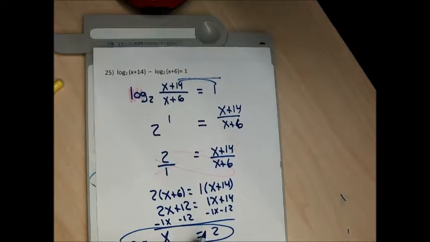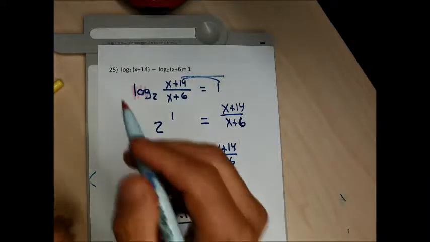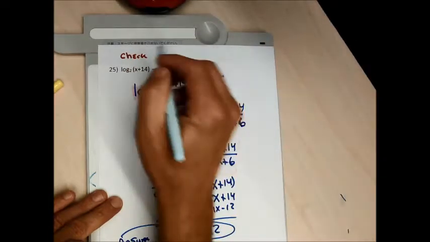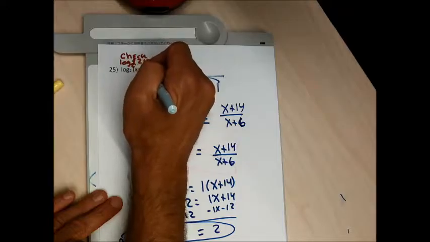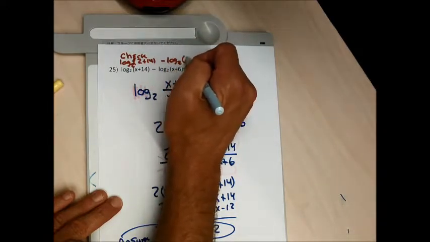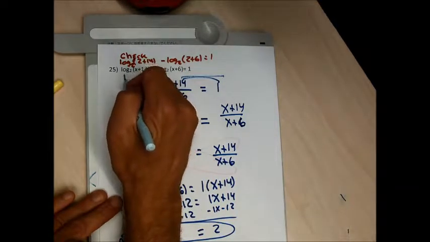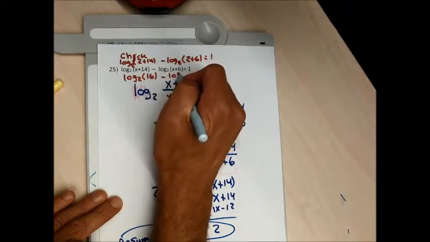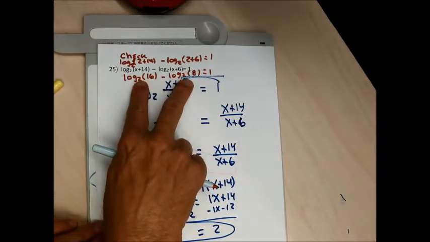I should check it, and I'm going to use my calculator to check it because it's much easier. So I'm going to squeeze my checking right up here. For my checking, it needs to be the case that the log base 2 of 2 plus 14 minus the log base 2 of 2 plus 6 equals 1. I'll do a little math in my head. I'm going to make this the log base 2 of 16 minus the log base 2 of 8. That equals 1. I'm going to do this on my calculator.